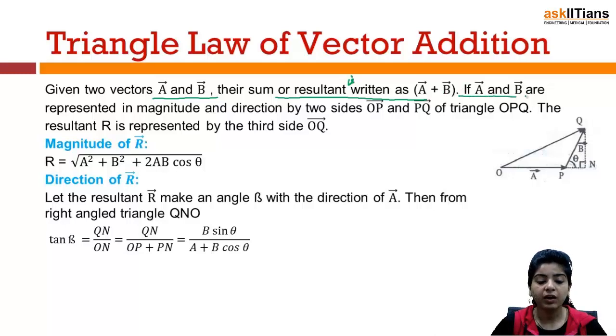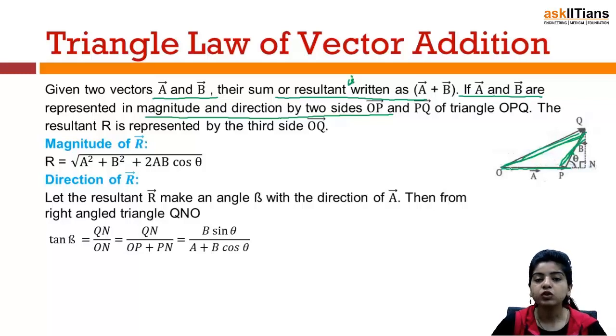If A and B are represented in magnitude and direction by two sides OP and OQ of triangle OPQ, you can see here this is vector A, this is vector B, then their resultant is represented by the third side of this triangle, that is OQ. You can say this OQ is the resultant of vector A, that is OP, and PQ. See, this is forming a triangle. That is also why it's called the triangle law of vector addition.